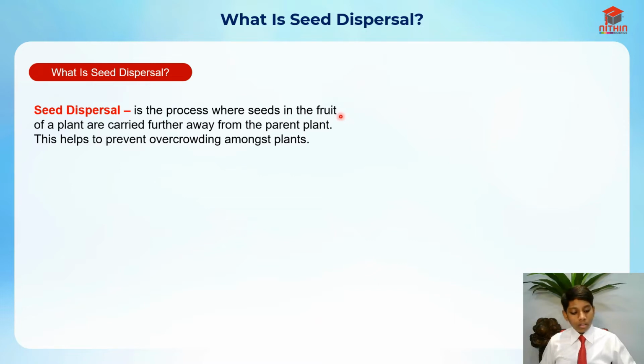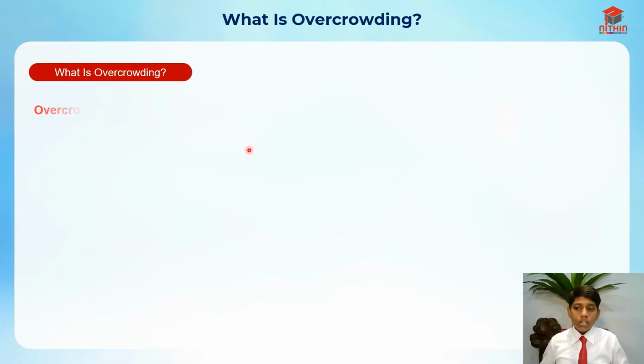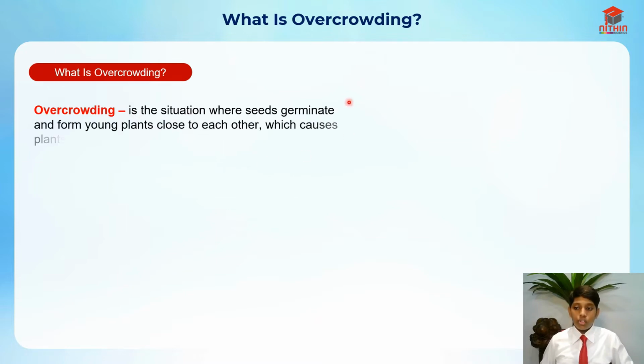Now let's take a look at this word, overcrowding. This helps to prevent overcrowding. So what is overcrowding? Overcrowding is basically the situation where seeds germinate and form young plants close to each other, which causes the plants to grow less healthily.